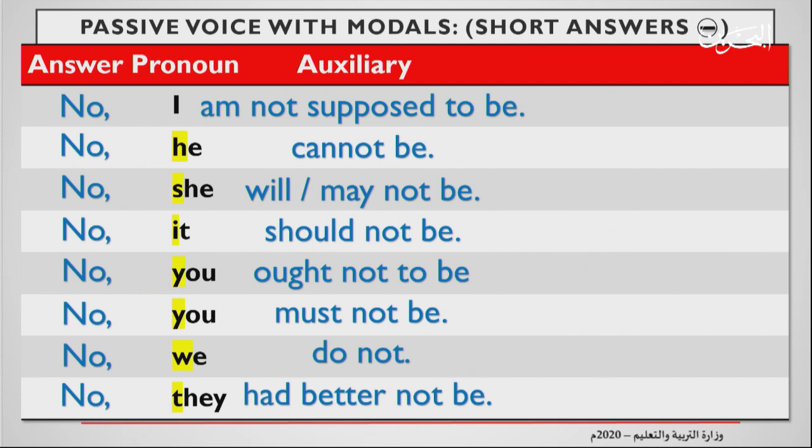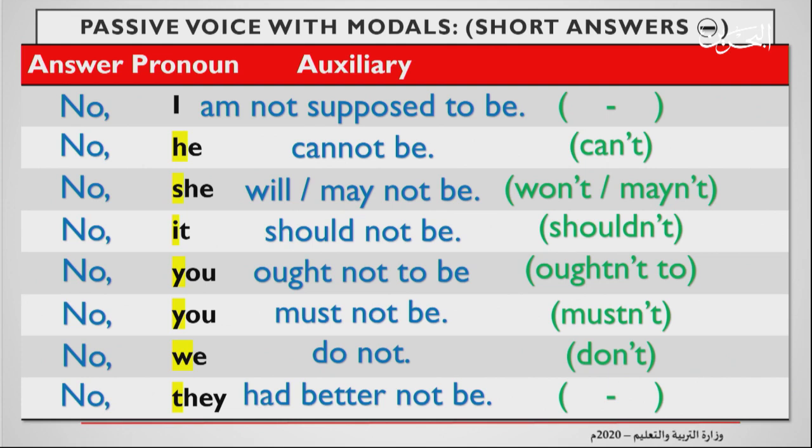Okay? And plus we have contractions for them. For the first one, you do not abbreviate these two. But with cannot, you say can't. With will not, you say won't, and mayn't. Should not, shouldn't, oughtn't to, or mustn't, or don't.